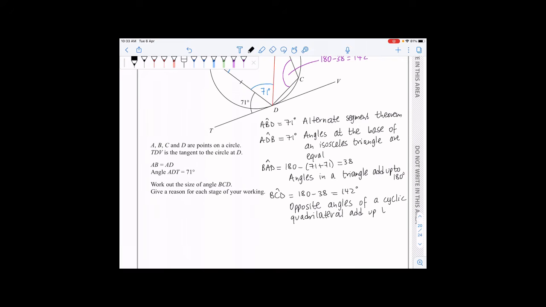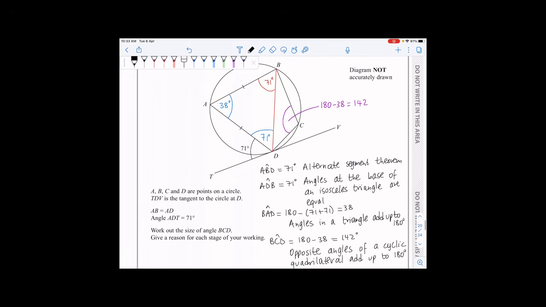Now there were other ways of arriving at the answer of 142. One other way could have been once you establish that this is 71, then all of this is 142, and you can play again with alternate segment theorem and immediately get the 142. So there were many different ways of arriving at the correct answer. You need to be careful, however, to be providing reasons for every step along the way.